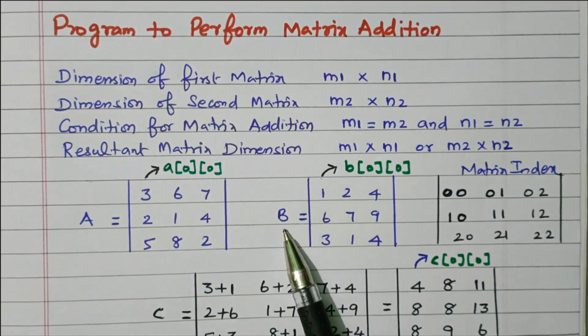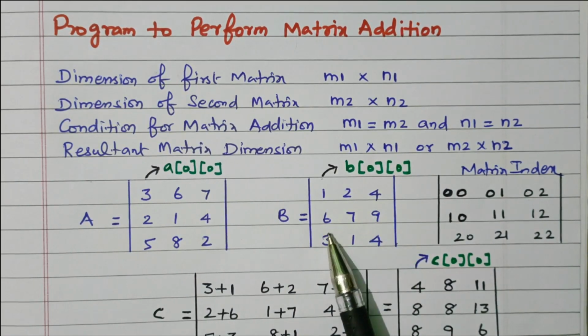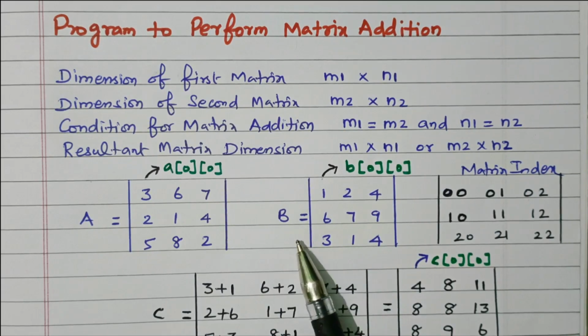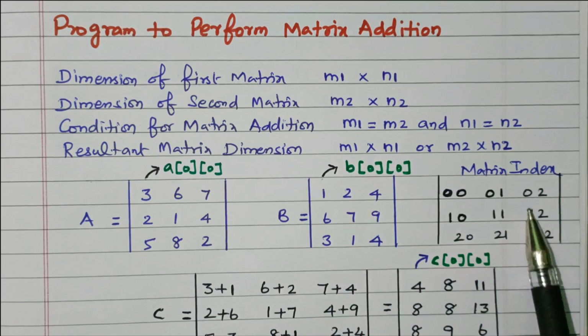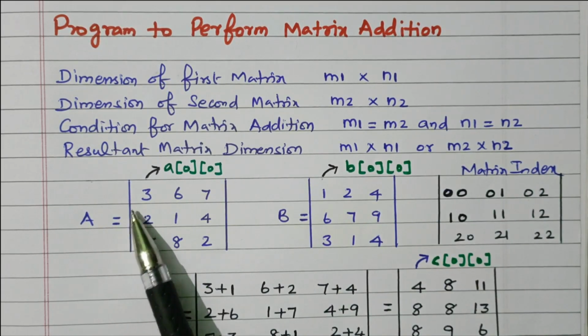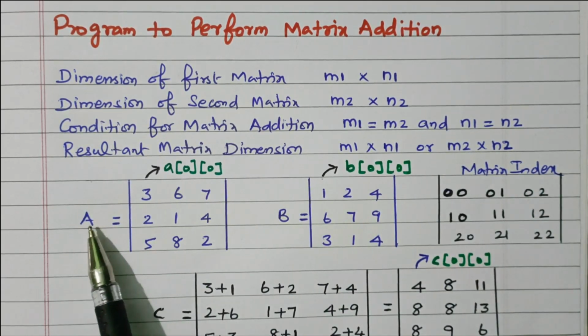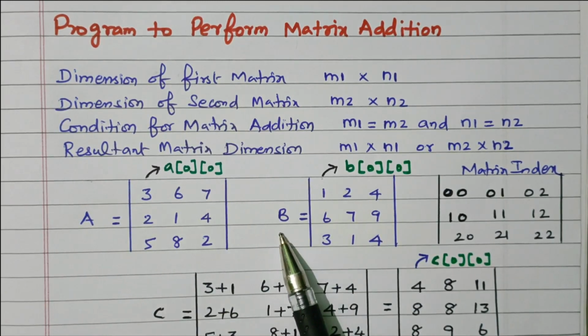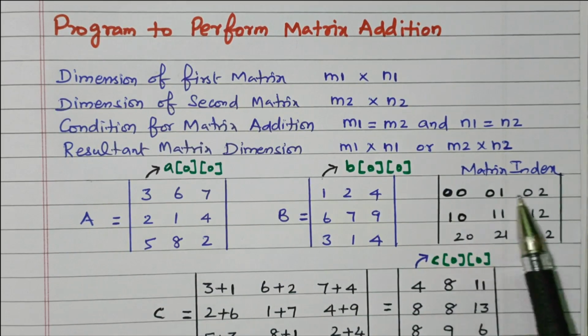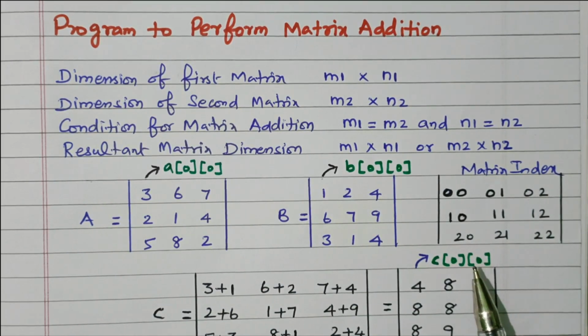Similarly, the second matrix B: 1, 2, 4, 6, 7, 9, 3, 1, 4. This is also stored in B of 0, 0, B of 0, 1, B of 0, 2, like that it will be stored. Here, A of 0, 0, right? So now we have a 3 cross 3 first matrix A and a 3 cross 3 second matrix B. This is the location. Now we need to perform the addition.